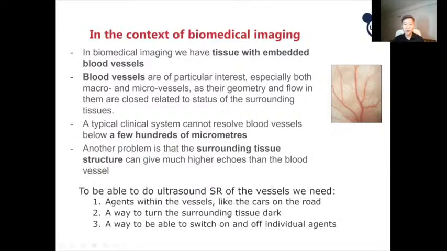So to be able to do ultrasound super resolution of these vessels, we really need three things. We need some agent within the vessel, like the cars on the road. We need a way to turn the surrounding tissue dark, so that only the cars are visible. And we need a way to switch the individual agents on and off, like turning the car's headlights on and off.